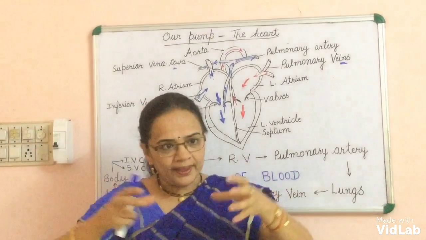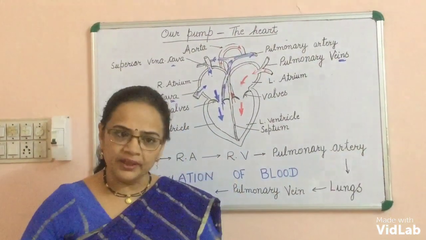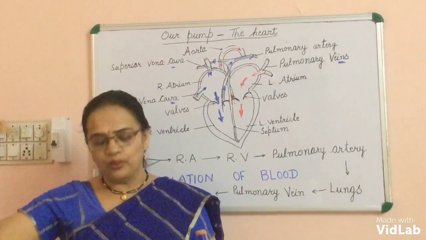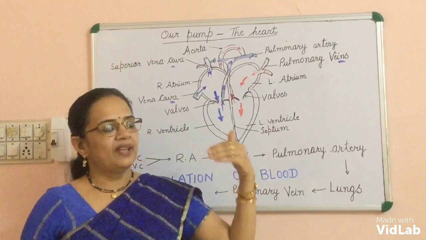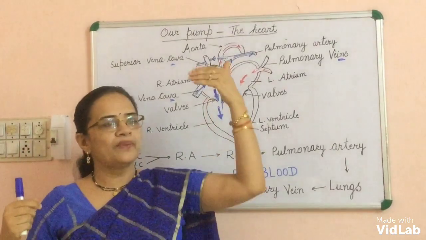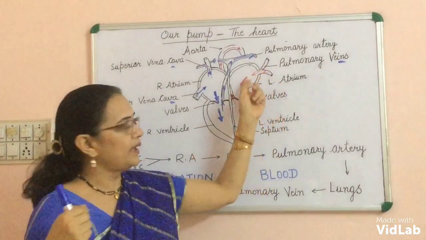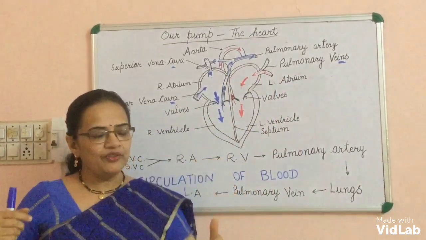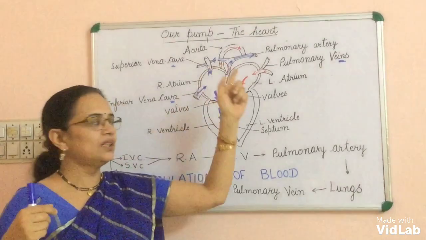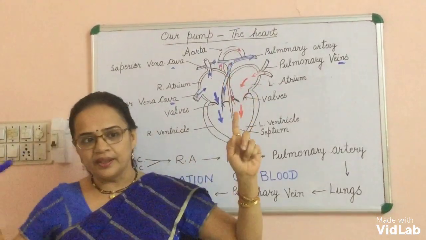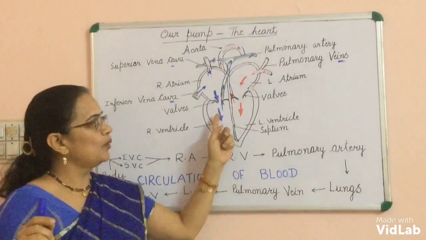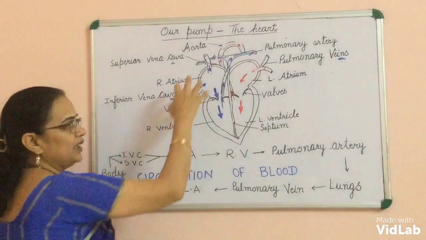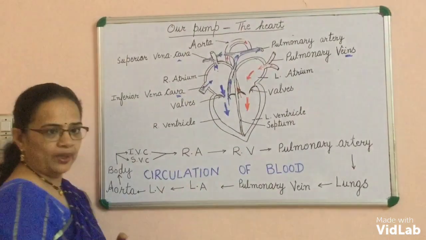First, both the auricles contract and then both the ventricles contract. When the right auricle contracts, the blood goes into the right ventricle. Similarly, at that time only, from the left auricle, the blood goes into the left ventricle. From the left ventricle, the blood goes to the aorta, and from the right ventricle, the blood goes to the pulmonary artery. So in this way, the blood circulates in our body.